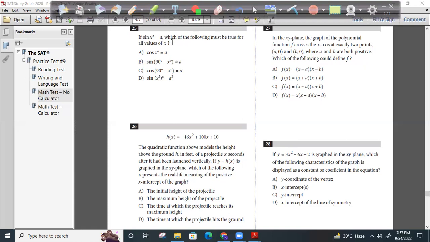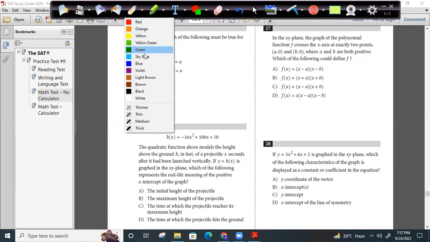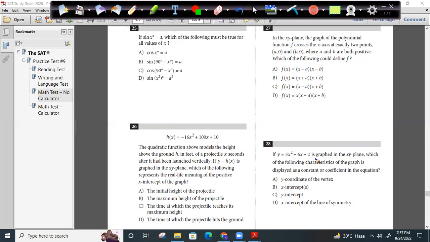Okay, see how I am going to solve this. First, to understand the question. I'm sure most of you did not even understand the question. Some quadratic function has a graph in the xy plane. If you graph this in the xy plane, I don't know how it looks. Which of the following characteristics of the graph is displayed as a constant or a coefficient? First, let me tell you the y coordinate of the vertex.